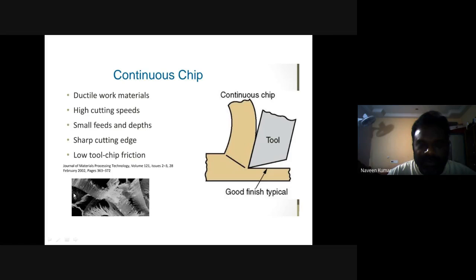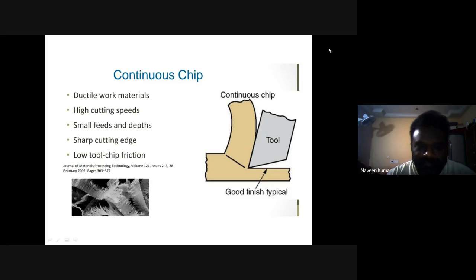These are generally produced when ductile materials are machined under the following conditions. Next, write down the first one.